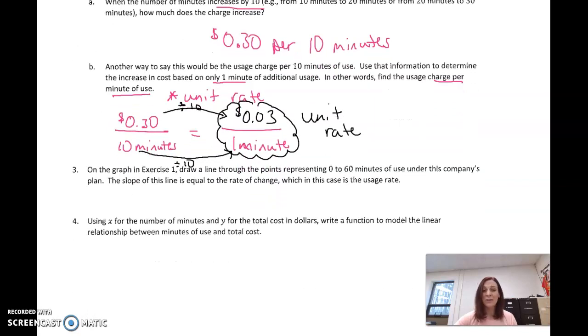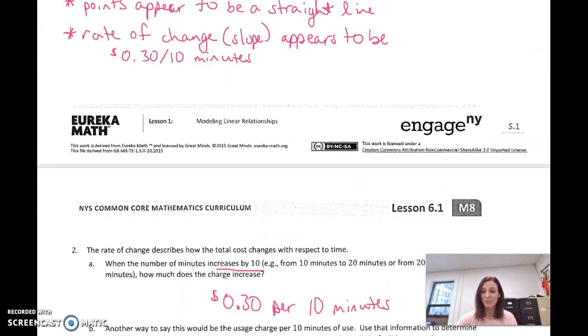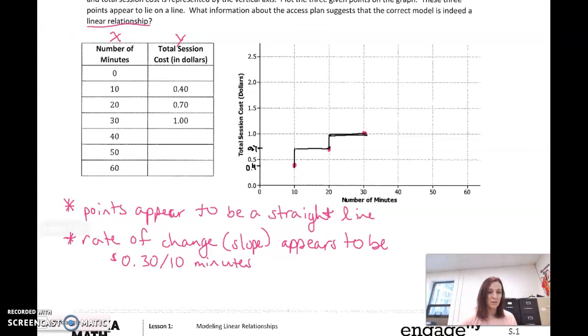So on the graph, draw a line through the points representing 0 to 60 minutes of use of this company's plan. Okay? The slope of the line is equal to the rate of change. Okay, so basically, let's draw a line and fill in the rest of our table. Okay? So I'm going to grab a straight edge here. And I'm going to make sure that it makes sense. Now, we need to extend it in both directions. And I'm going to do the best I can to get it through the points.